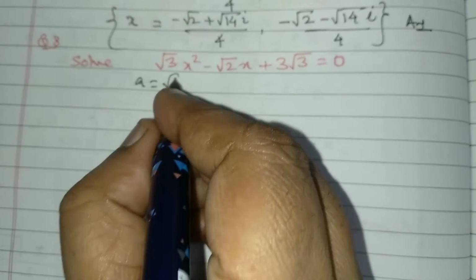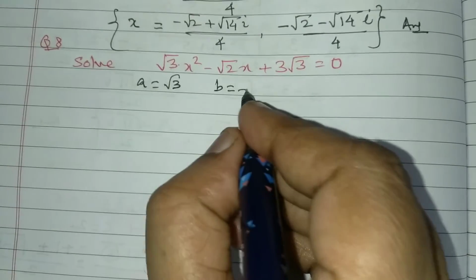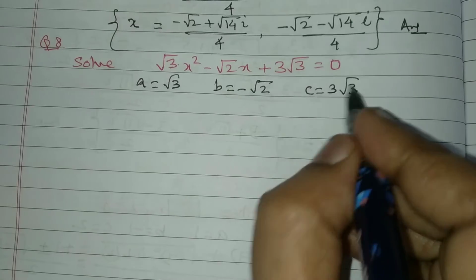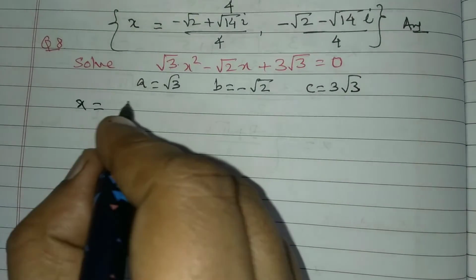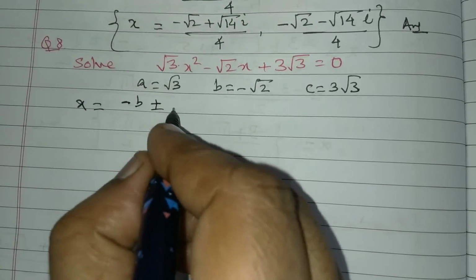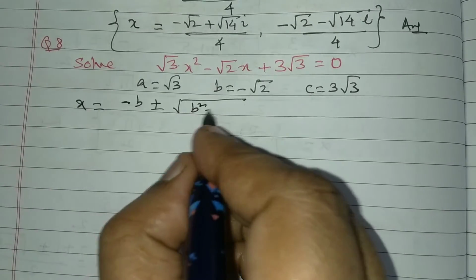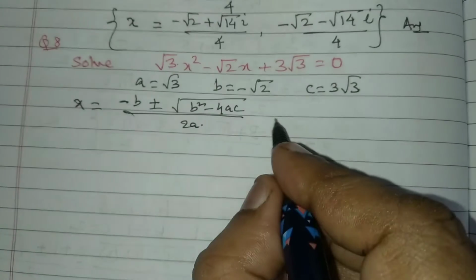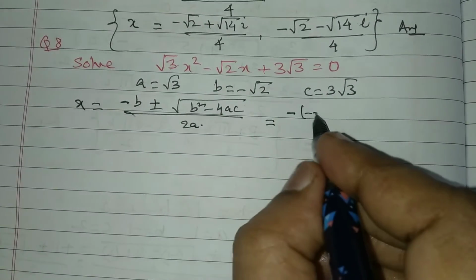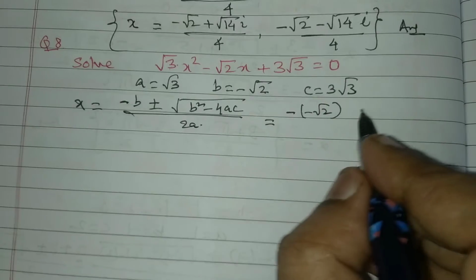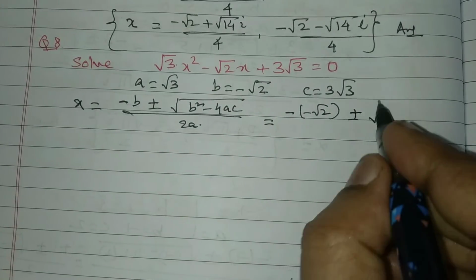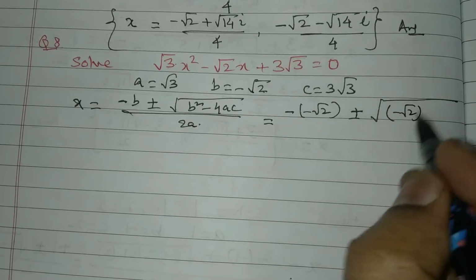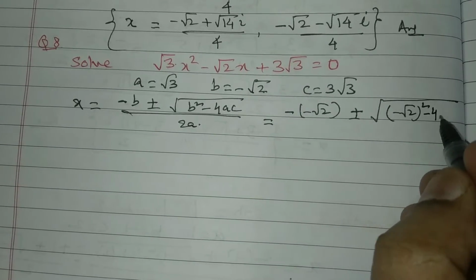So a is equal to root 3, b is equal to minus 2 root 2, c is equal to 3 root 3. So now x is equal to minus b plus minus root under b square minus 4ac divided by 2a. As you know, so it is minus, minus root 2 is this, so plus minus and minus root 2 square. Here is minus root 2 square minus 4ac.